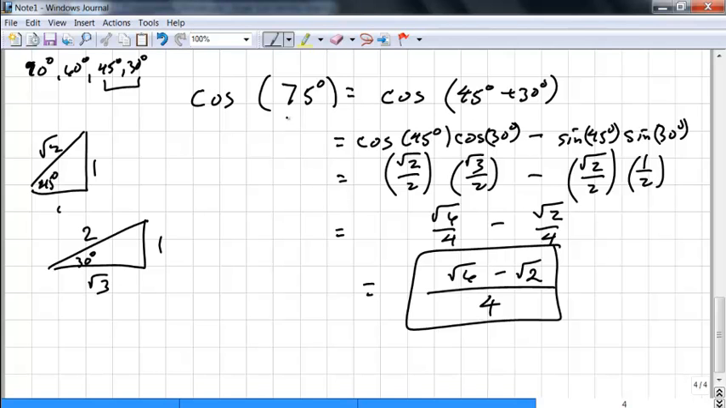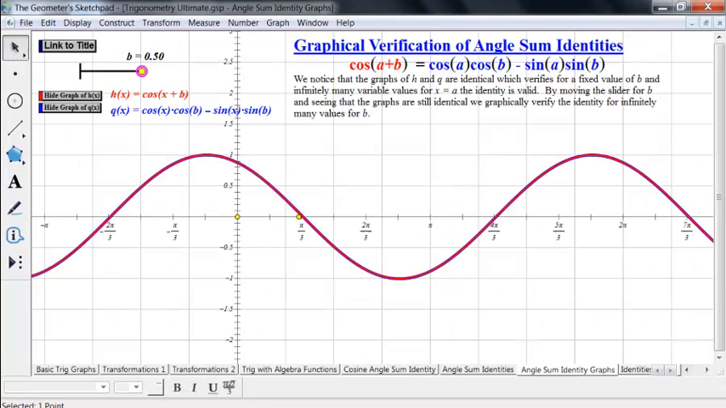So the key was to break 75 apart somehow into a sum or difference of angles that are some of these special angles that we know. So there's an example of how we can use this trig identity that we came up with, cosine of A plus B equals cosine A cosine B minus sine A sine B, to find exact values of special angles. Okay? And so in some cases we can use this to expand which angles we can find exact values for.